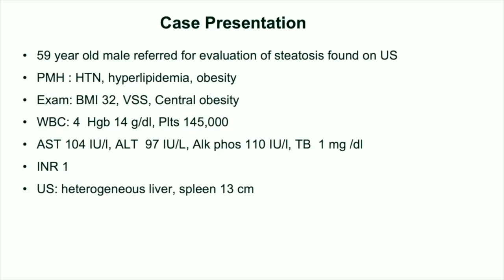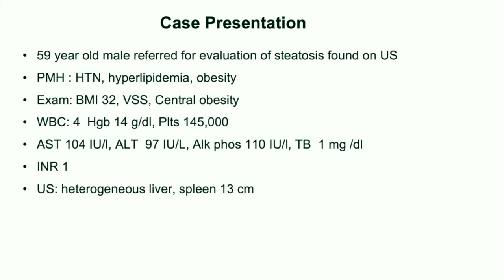Disclosures. So just start off with the case presentation. This is someone that any of you might see in clinic, a 59-year-old gentleman who comes in because they found steatosis incidentally on an ultrasound. He has metabolic risk factors: hypertension, hyperlipidemia, obesity. On exam, BMI 32. Exam unremarkable, but has central obesity.